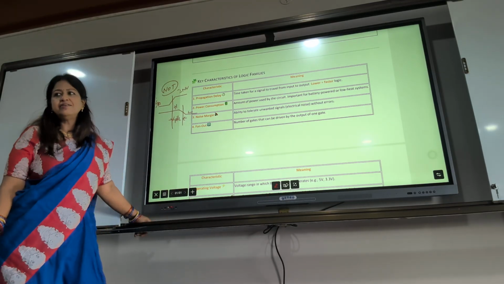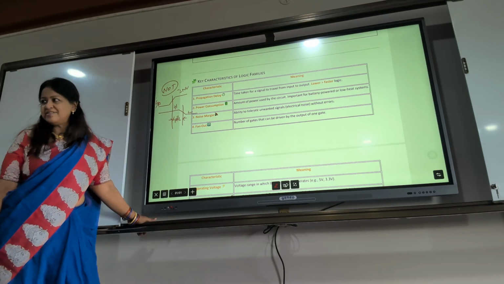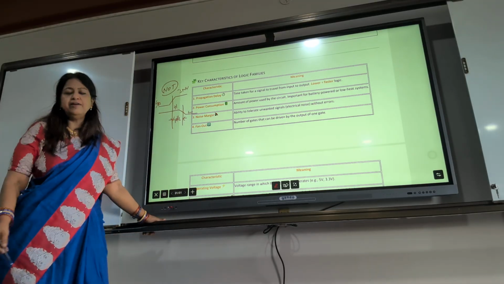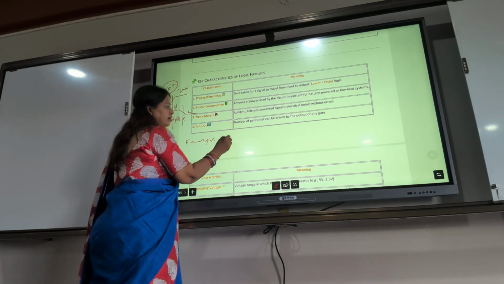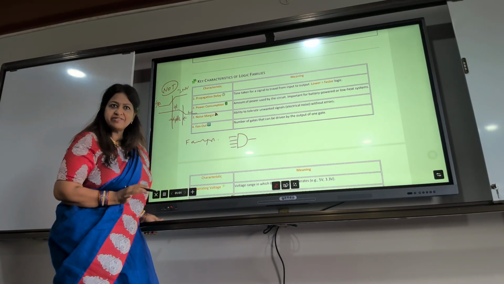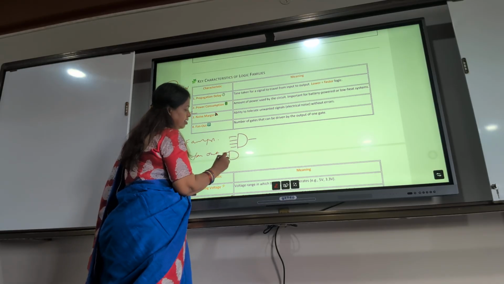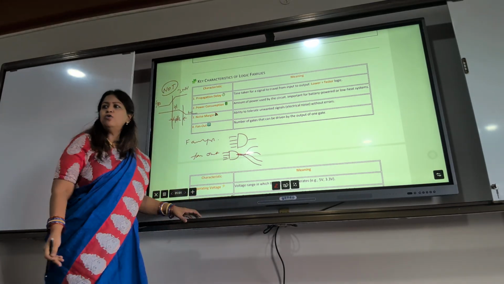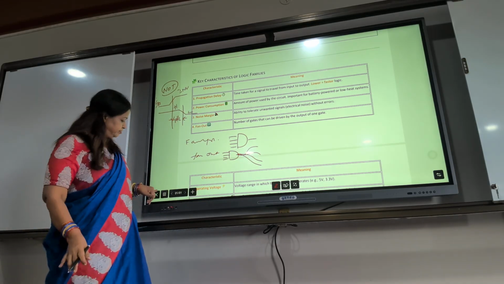Then noise margin is what? Definitely every electrical signal will have some noise induced. How much can you tolerate? So that level is called as noise margin. And then fan out, fan in. Fan in is what? How many inputs you can connect at the input of a gate? And fan out, how many outputs can be connected? How many outputs can be connected is fan out. How many inputs can be connected is fan in.